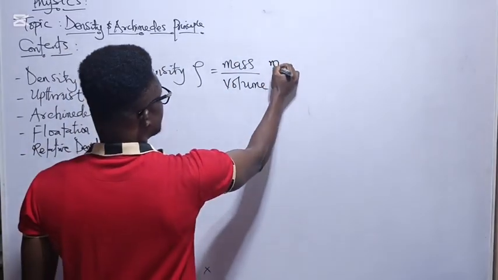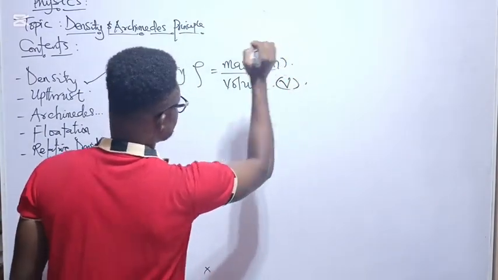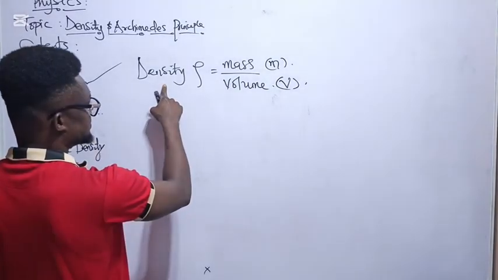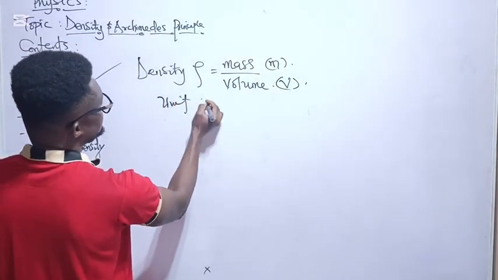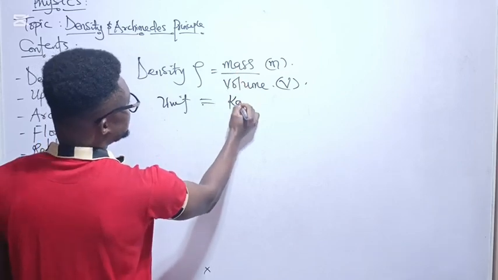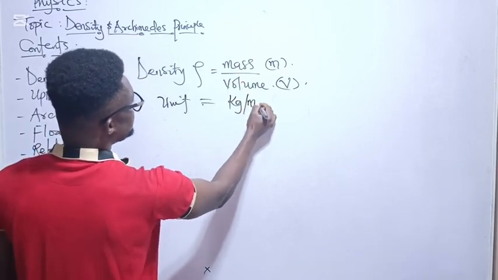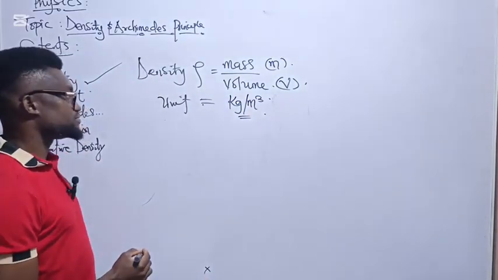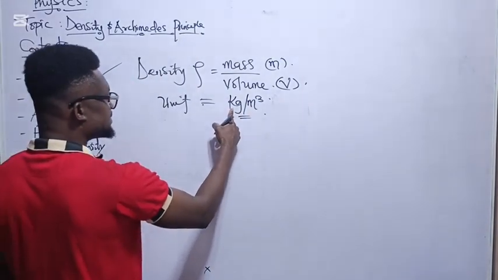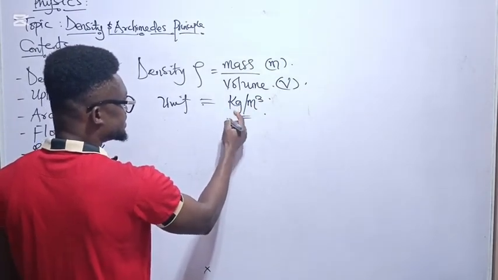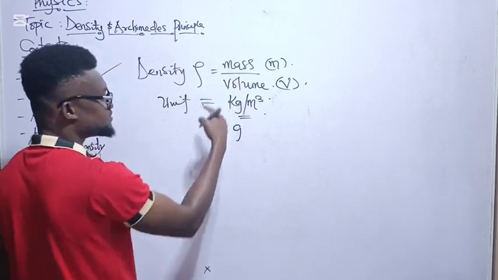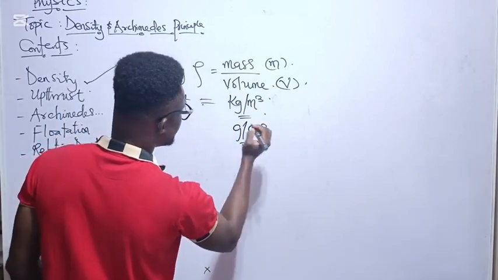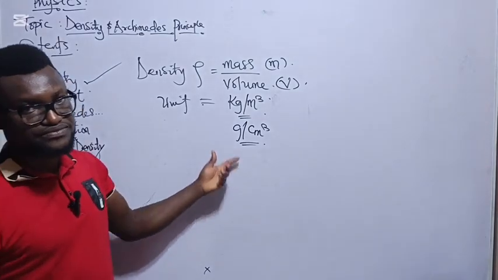Now, the symbol of mass is M. The symbol of volume is V, which means density can be measured based on its unit. Mass is measured in kilogram. Volume is measured in meter cube. So you now see that the unit of density is kilogram per meter cube. Or you can still have its smaller unit as gram, as mass is also measured in gram, per volume in cm cube. So you have the smaller unit as gram per cm cube.